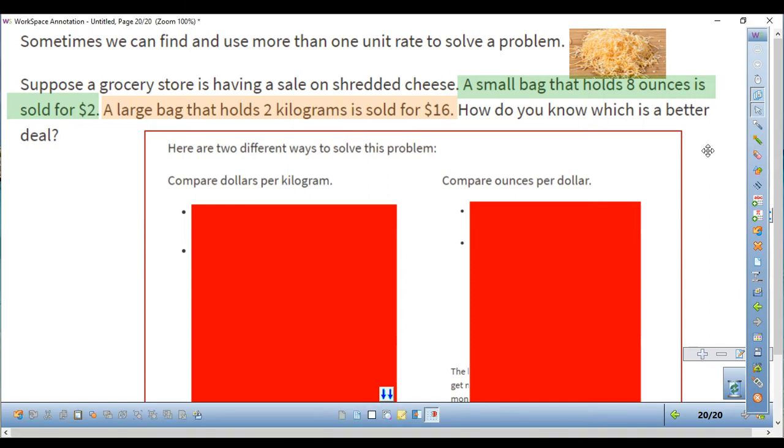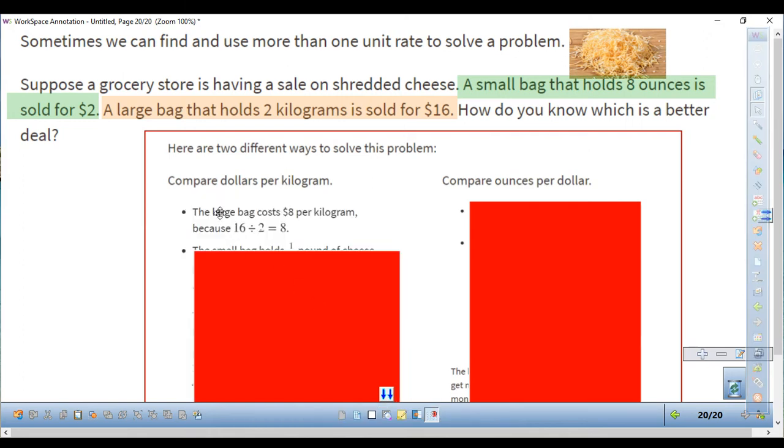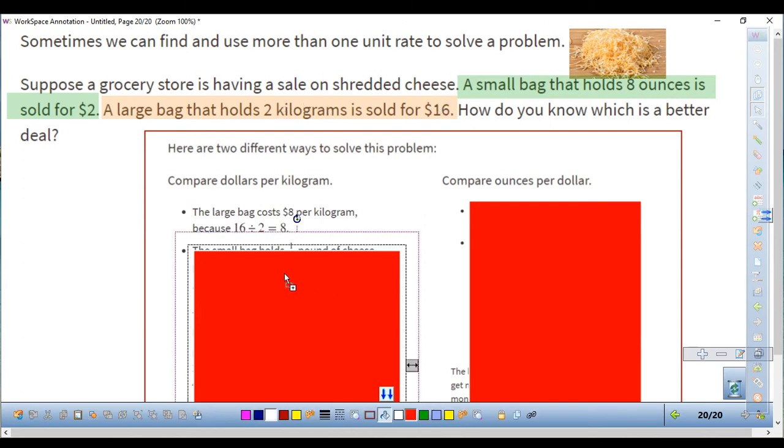We have a lot of information here. Well, we can compare dollars per kilogram, or we can compare ounces per dollar. There's a couple of things we're going to do here. We can first of all see that this large bag must cost $8 per kilogram. So 16 dollars divided by 2 gives us $8 per kilogram.